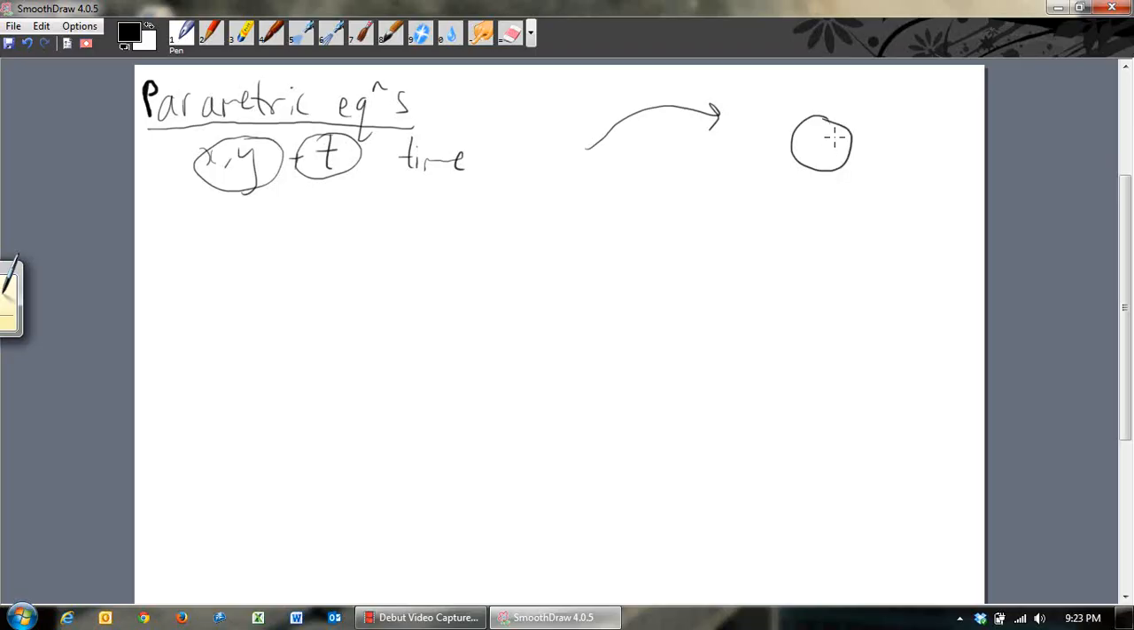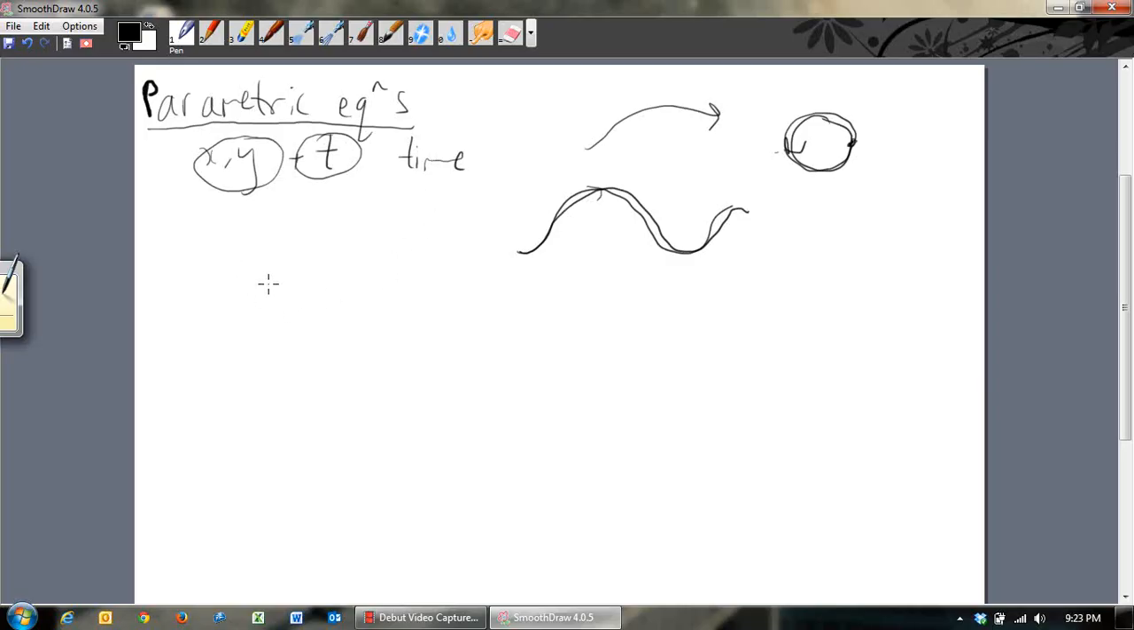If it's a circle, the particle might start here and move around the circle. If it's a sine wave or something like that, the particle starts somewhere and moves somewhere. So it's usually indicating movement, sort of thing. But we'll have a look at that.